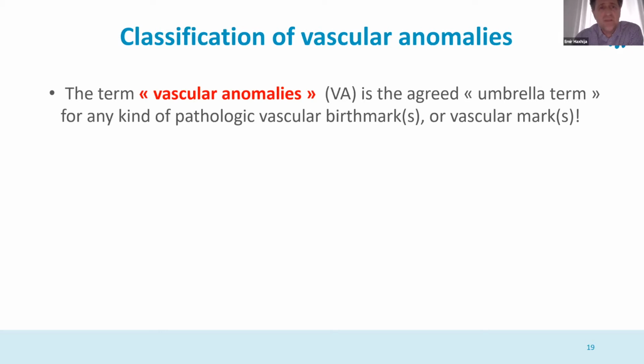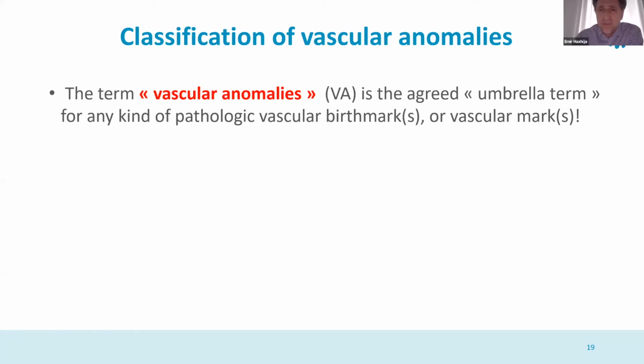So what does the term vascular anomalies mean? It is actually an agreed term. It's an umbrella term for any kind of pathologic vascular birthmark or vascular mark, which doesn't have to be a birthmark. It could be a vascular mark which is acquired in adolescence or in adulthood.